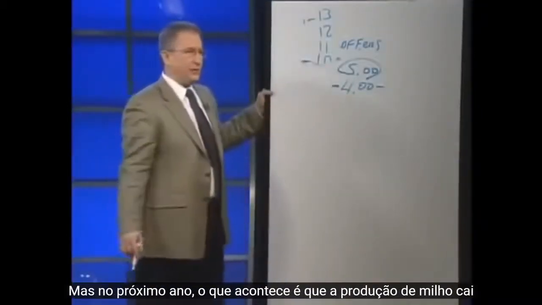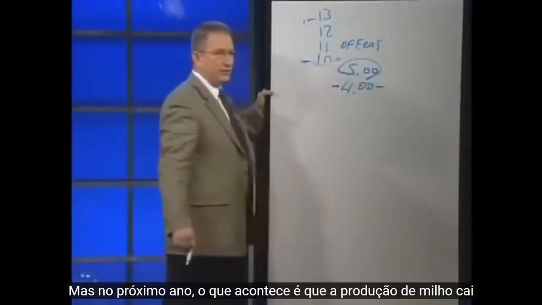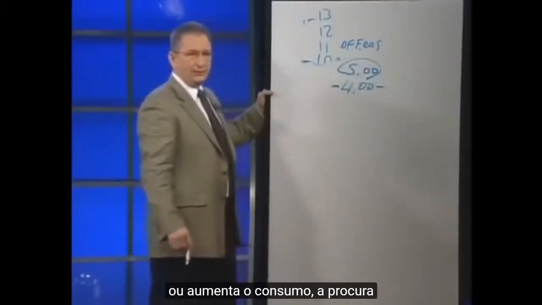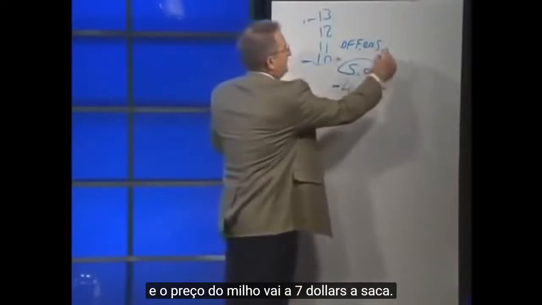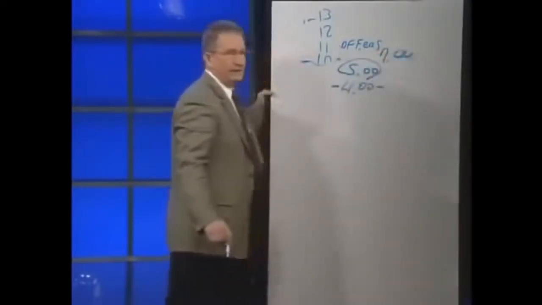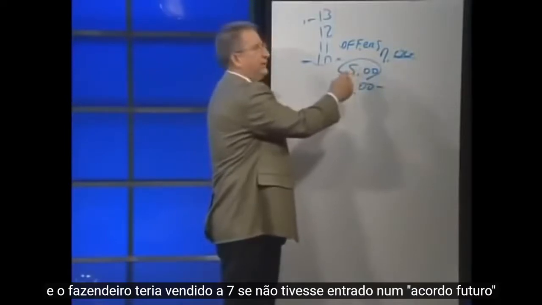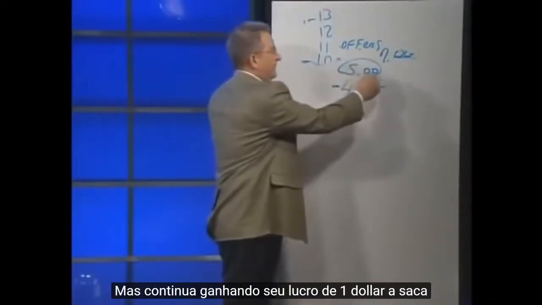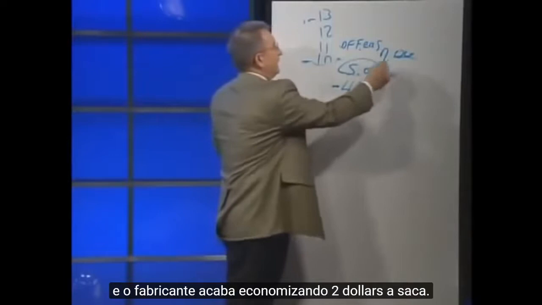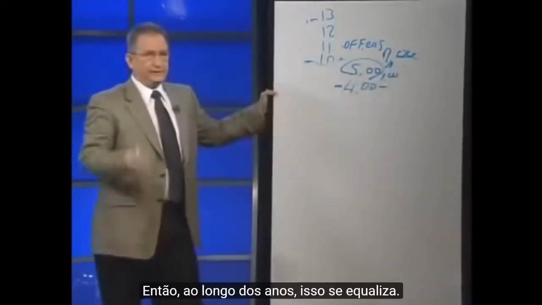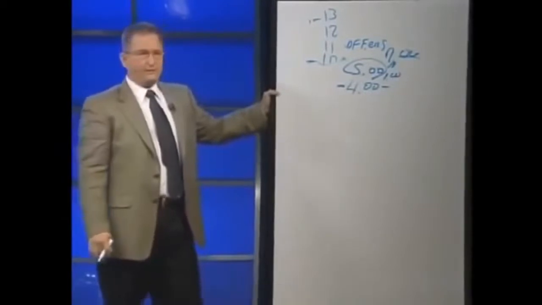But then the next year, what ends up happening is that there's very little corn, or there's more demand than there is corn, and the price of corn ends up being $7 a bushel. The farmer would have made the $7 had he not entered into a forward agreement, but he still made his $1 a bushel profit, and the end user ended up saving himself $2 a bushel. So over the years, all this evens out.